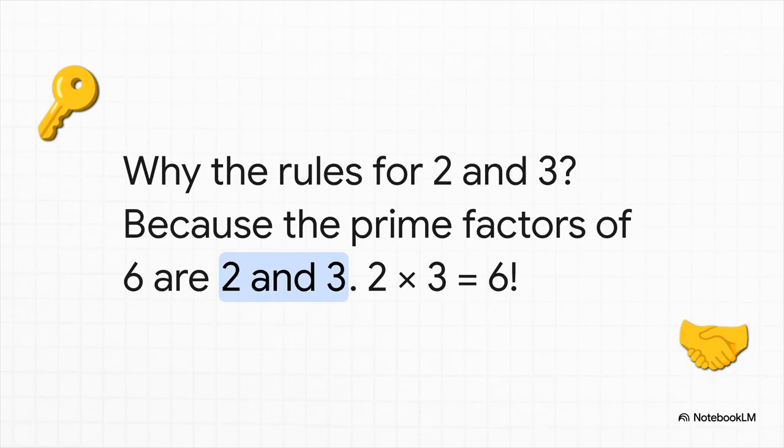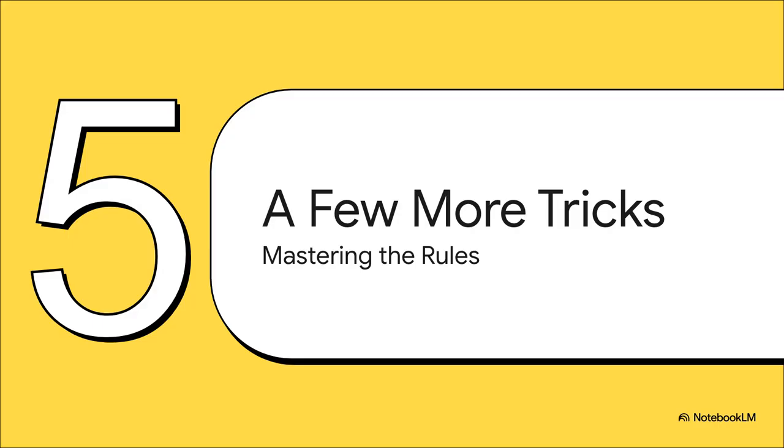And why those two specific rules? Well, it's all about the prime factors. What do you multiply to get 6? 2 times 3. So the rules for 2 and 3 have to apply. This combo logic is a super powerful tool for figuring out even more rules. So let's round out our toolkit with just a couple more really useful tricks that build on these same ideas, looking at digits and combining those factors.